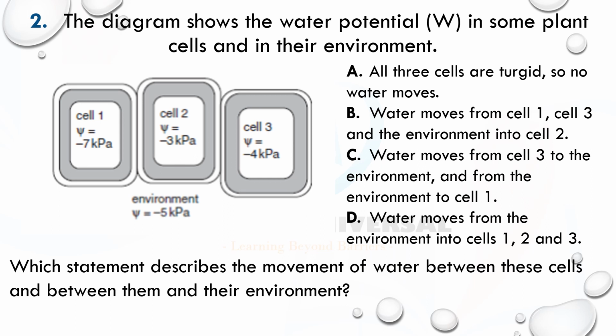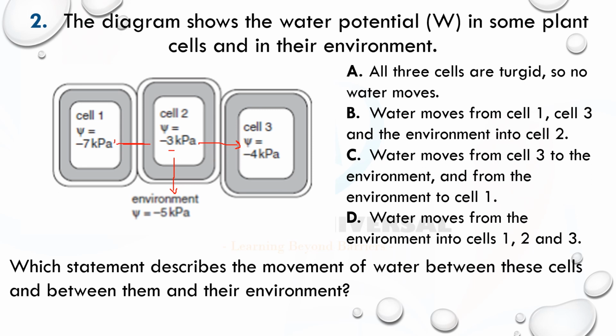Water potential is the least negative in cell 2. So water will always move from cell 2 to the environment, because it's less negative. Less negative means high water potential. Please know that less negative means high water potential. That means less negative water potential means less solute potential, therefore higher water potential. So it moves from less negative to more negative. -3 is less negative; -4 is more negative.